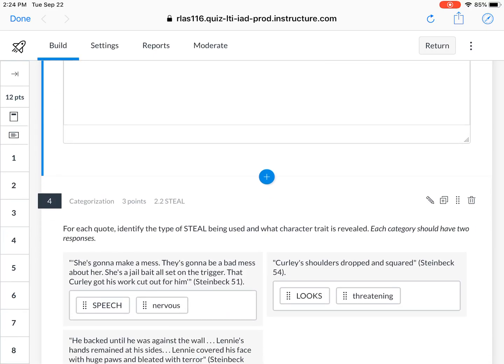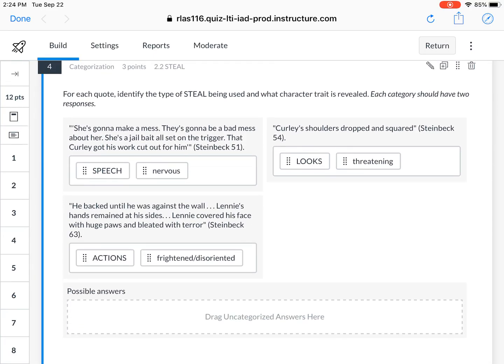Very nice. Question 4. You were supposed to sort what part of STEELE is being used for each quote, in addition to what character traits we can learn about those characters from those quotes. So let's look at the first one. She's going to make a mess. They're going to be a bad mess about her. She's a jailbait, all set on the trigger. That Curly got his work cut out for him.